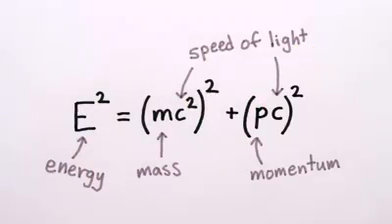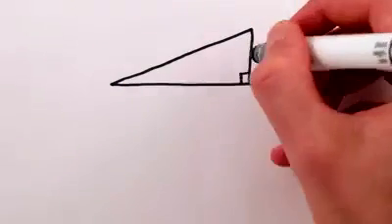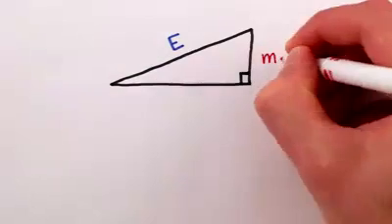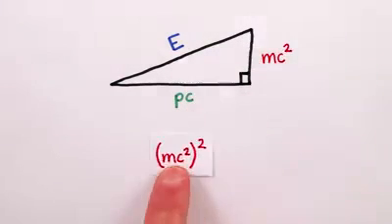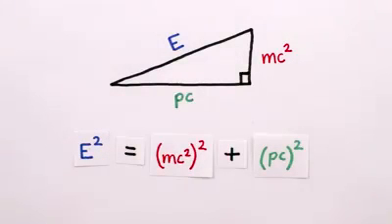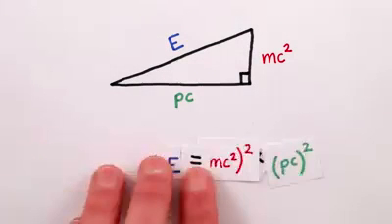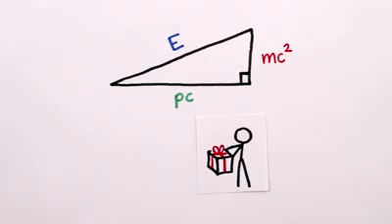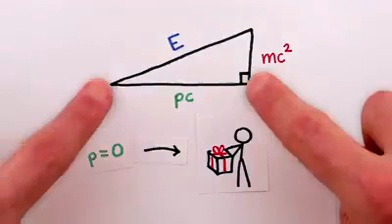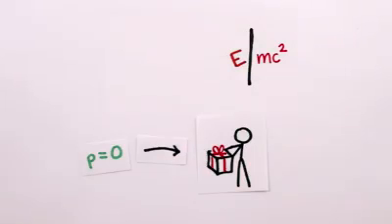This might all seem a bit confusing, but in fact you can draw it as a right triangle with sides E, mc squared, and p times c, and just use the Pythagorean theorem a squared plus b squared equals c squared to give you the equation. Also, from here it's clear to see that for an object that isn't moving and thus doesn't have any momentum, and thus p is 0, we get back our good old friend E equals mc squared.